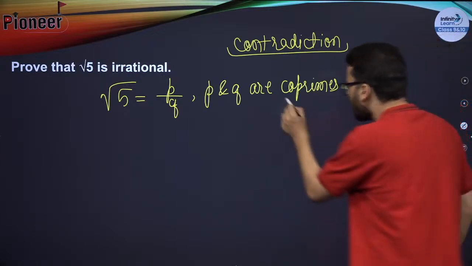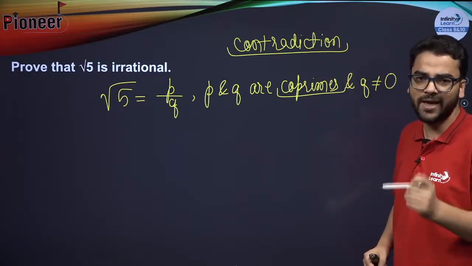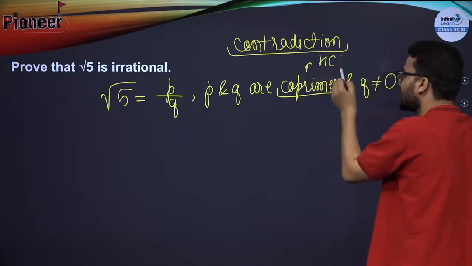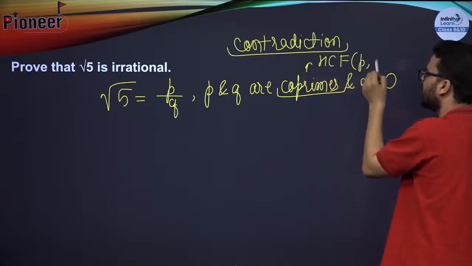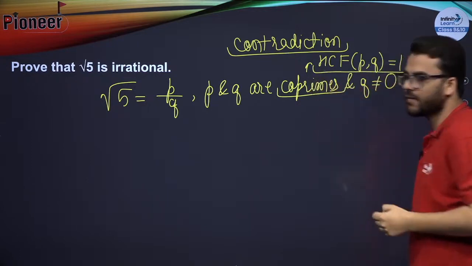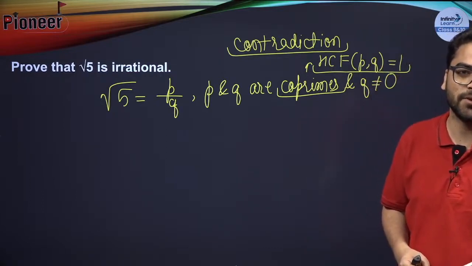Don't forget that they are co-primes. Co-prime means there is no common factor between p and q except 1. Or you can say that HCF of p and q is 1. The highest common factor of p and q is 1. There is no common factor between p and q except 1. I hope it is clear to you.